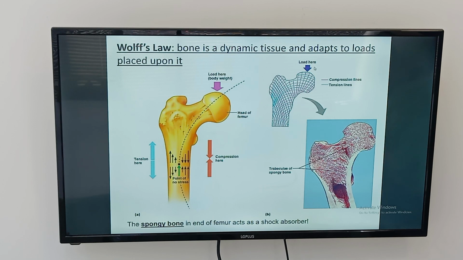As you can see here, this is the femur and the load is applied here. The purple lines are the compression lines, as you can see how it goes from above to below, while the tension lines go from inside to outside. The spongy bone sits at the end of the femur and works as a shock absorber.